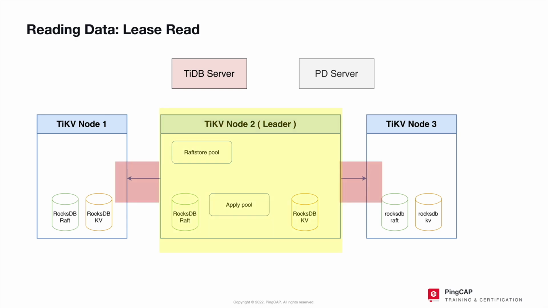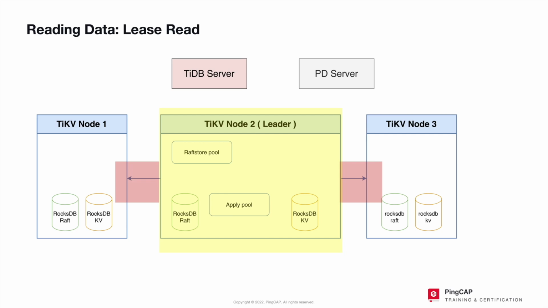Well, within a lease, the node does not need to issue a heartbeat to determine that it is still the leader node. In this way, we no longer need to send a heartbeat to determine if we currently are the leader. This improves efficiency.